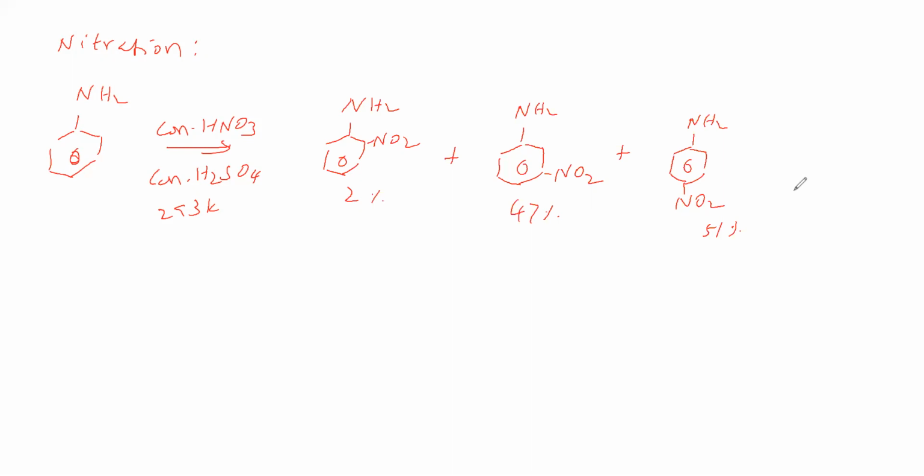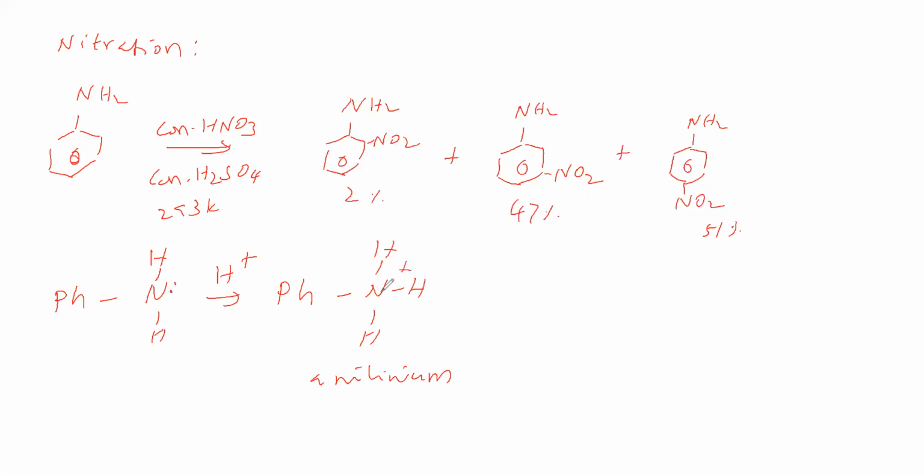So now why are we getting a mixture of products on nitration? Aniline is taken for nitration, and we are getting a mixture of products. Why is it so? In this aniline, the functional group nitrogen has one lone pair. This lone pair attacks H plus of this acid. So we get the anilinium ion.